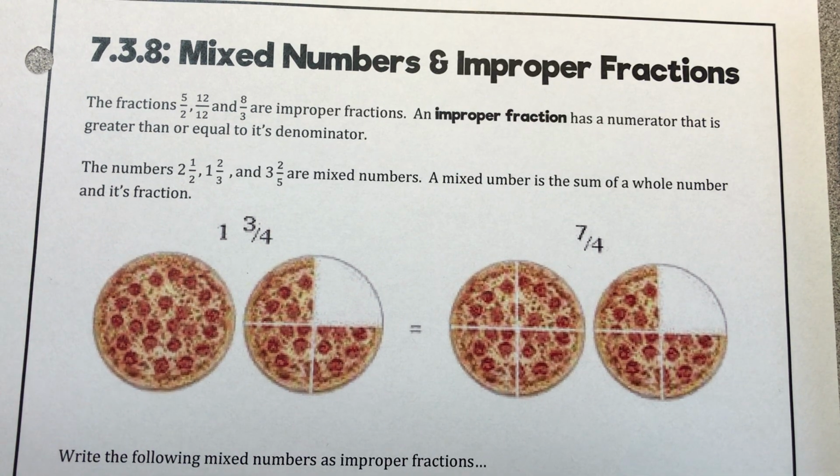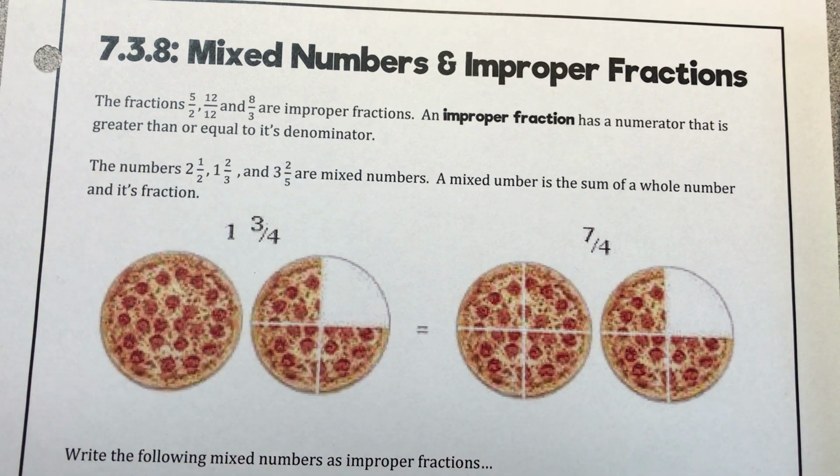Today's lesson is over mixed numbers and improper fractions. This first line says the fractions 5 over 2, 12 over 12, and 8 over 3 are improper fractions. An improper fraction has a numerator that is greater than or equal to its denominator. The numbers 2 1/2, 1 2/3, and 3 2/5 are mixed numbers. A mixed number is the sum of a whole number and its fraction.